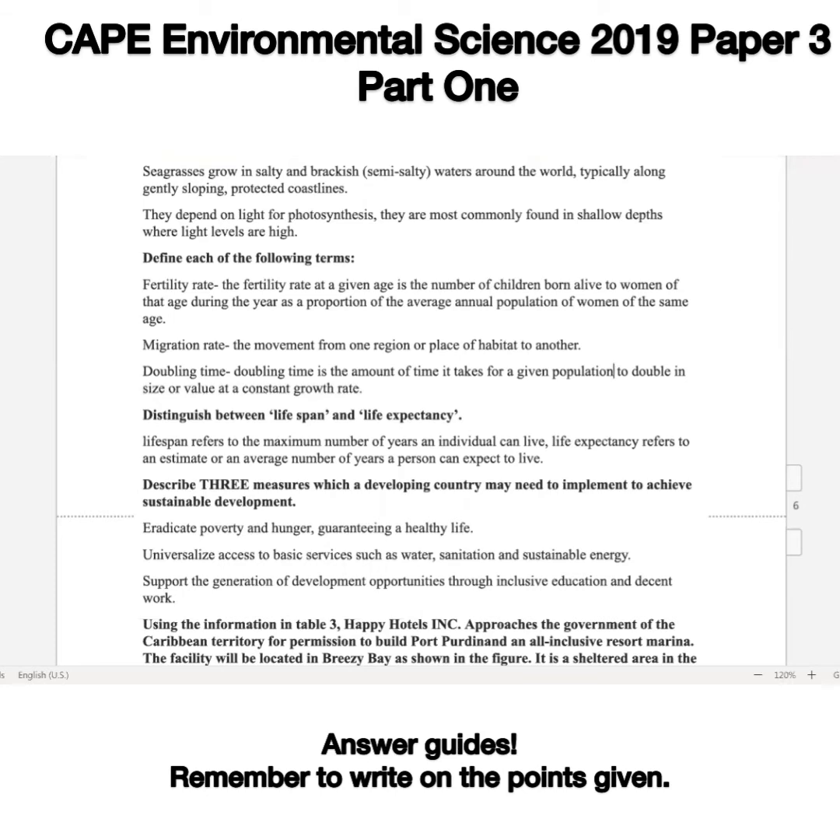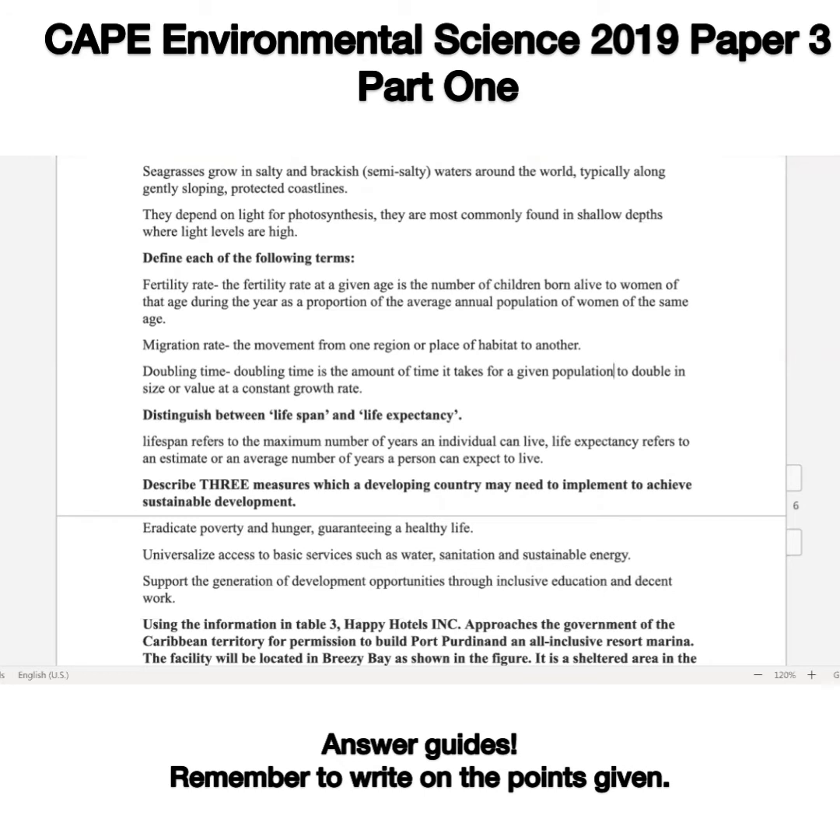Distinguish between lifespan and life expectancy. Lifespan refers to the maximum number of years an individual can live, and life expectancy refers to an estimate or an average number of years a person can expect to live.